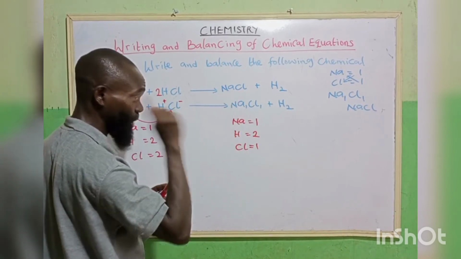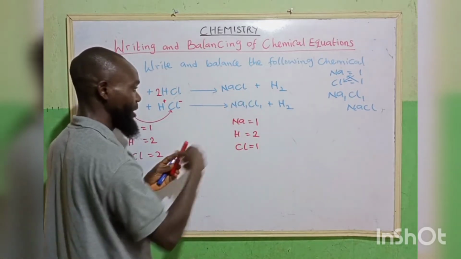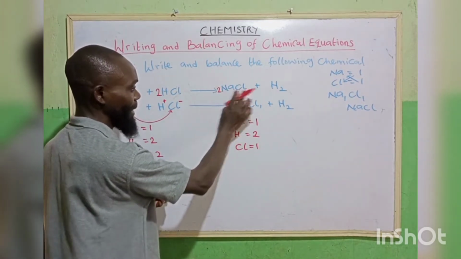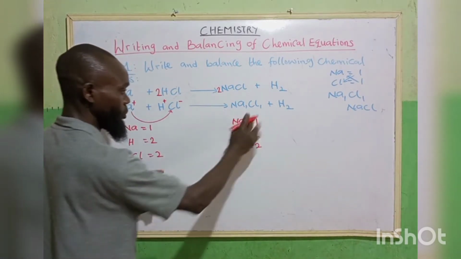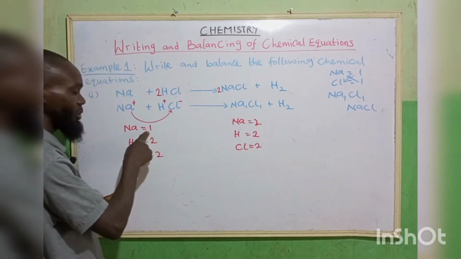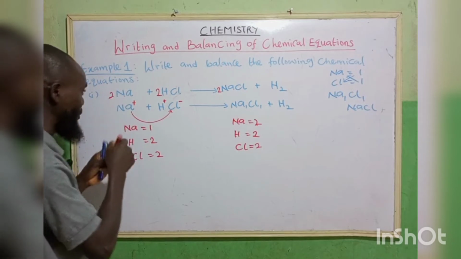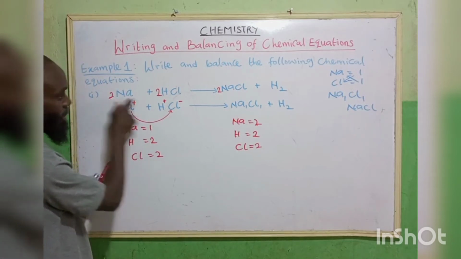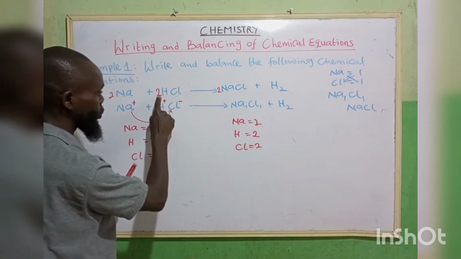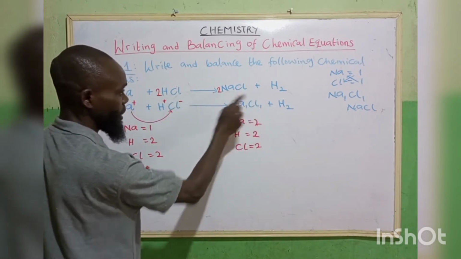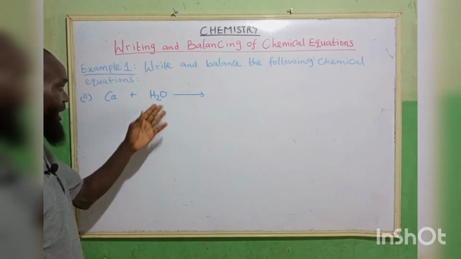Definitely, to balance, don't forget our rule. You must not change the subscripts. You can only add number here. So let me put 2 here. If I put 2 here, my chlorine has changed to 2. But something has happened here. My sodium also has become 2. Now come here, my sodium is 1. To make this sodium 2, I have to put 2 here. So 2. Now here we have 2 sodium, 2 sodium, 2 hydrogen, 2 hydrogen, 2 chlorine, then 2 chlorine. Is balanced.